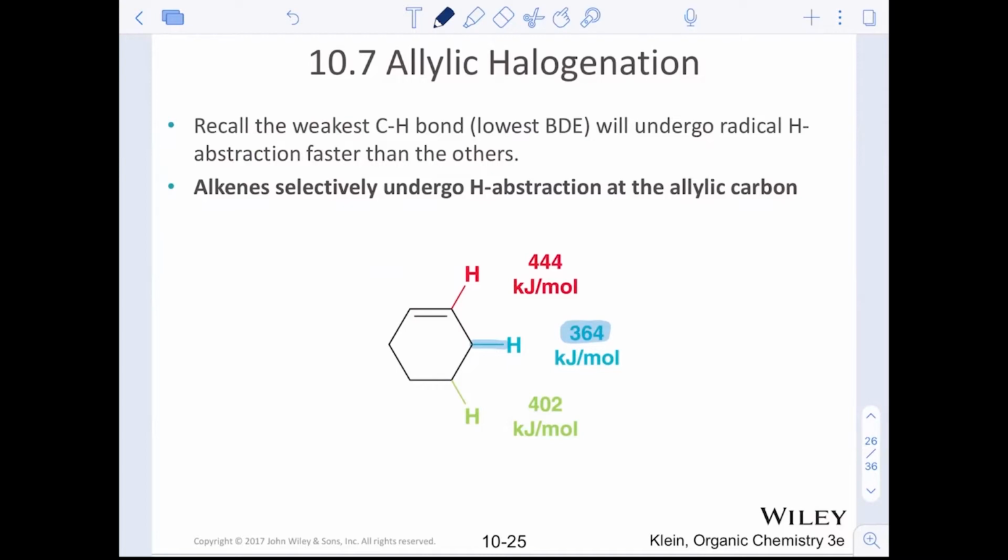Now, the reason for that position having the weakest bond is because the radical that results from the homolytic cleavage of the CH bond would have resonance and stability. So we are going to see that there are very specific reactions that alkenes can undergo with hydrogen abstraction at the allylic carbon.